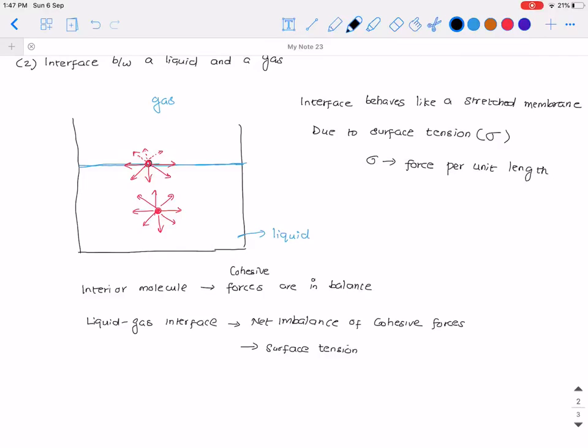Okay, so the interface behaves like a stretched membrane, something like a trampoline. You know what a trampoline is, right? If you don't know, just Google it. So the liquid gas interface behaves like a trampoline, a stretched membrane.